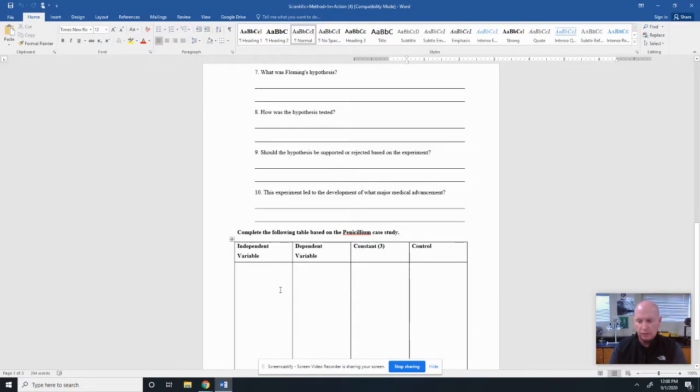So, independent variable: the thing the scientist is changing. The dependent variable: the thing the scientist is measuring. The constants: the things that are the same throughout all the experiments. And the control: what he's comparing it to, the dish of bacteria that died versus not died. So he expected it to die. That would be his experimental group, and then his control group would be those that maybe didn't die. It just depends on how you look at it.